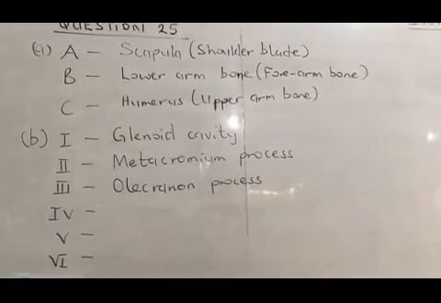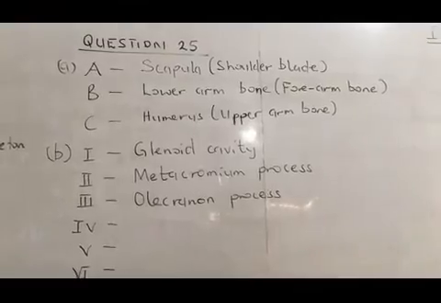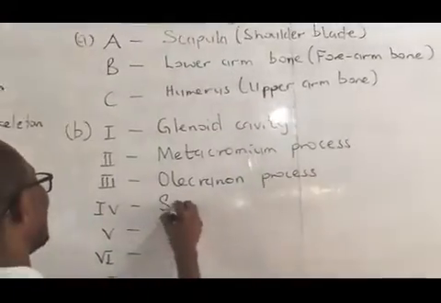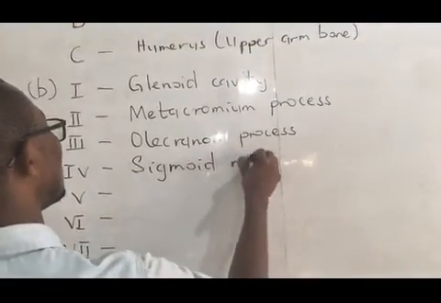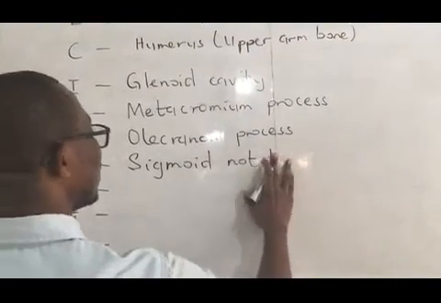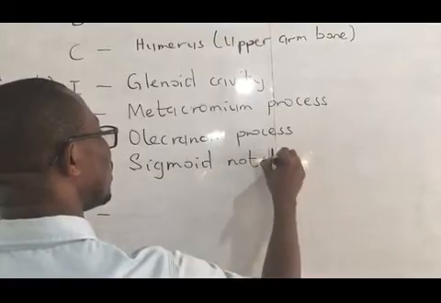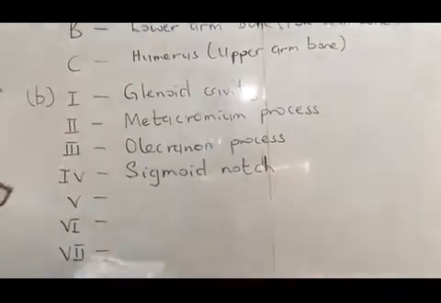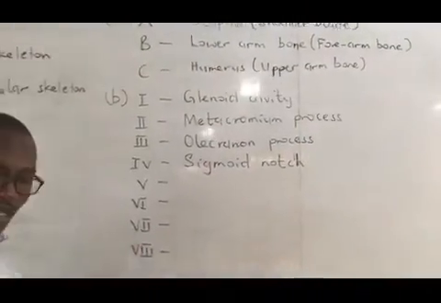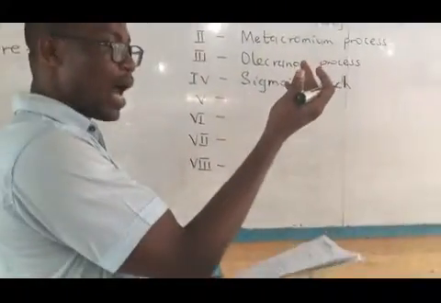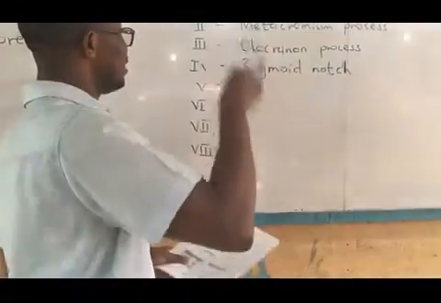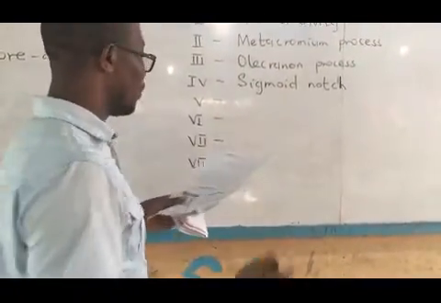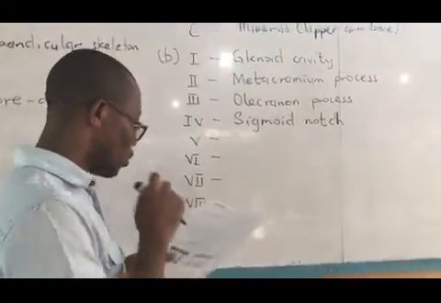And then we have the IV, which we call the sigmoid notch. The sigmoid notch is a cavity into which the upper arm bone, the humerus, faces. So where the upper arm faces into the lower arm, that's what we call the sigmoid notch.